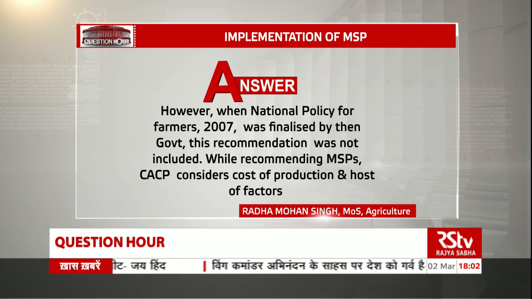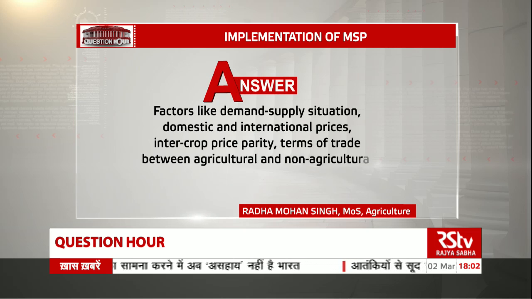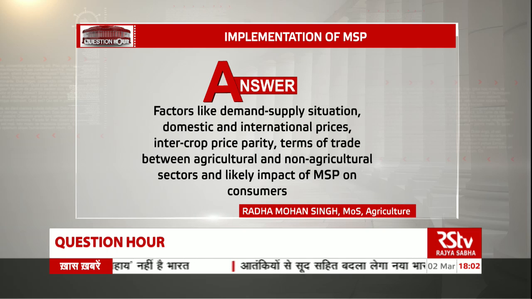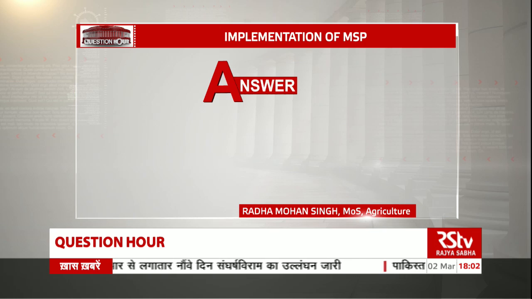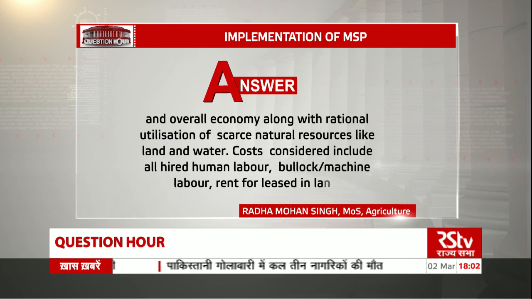While recommending MSPs, CACP considers the cost of production and host of factors such as demand-supply situation, trends in domestic and international prices, inter-crop price parity, terms of trade between agricultural and non-agricultural sectors, and the likely impact of MSP on consumers and overall economy, along with rational utilization of scarce natural resources like land and water.